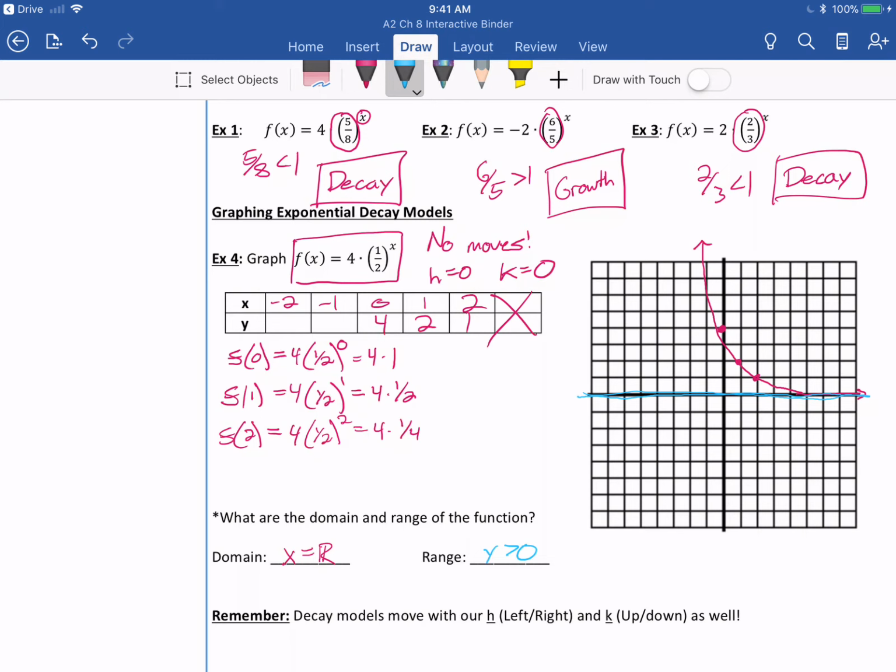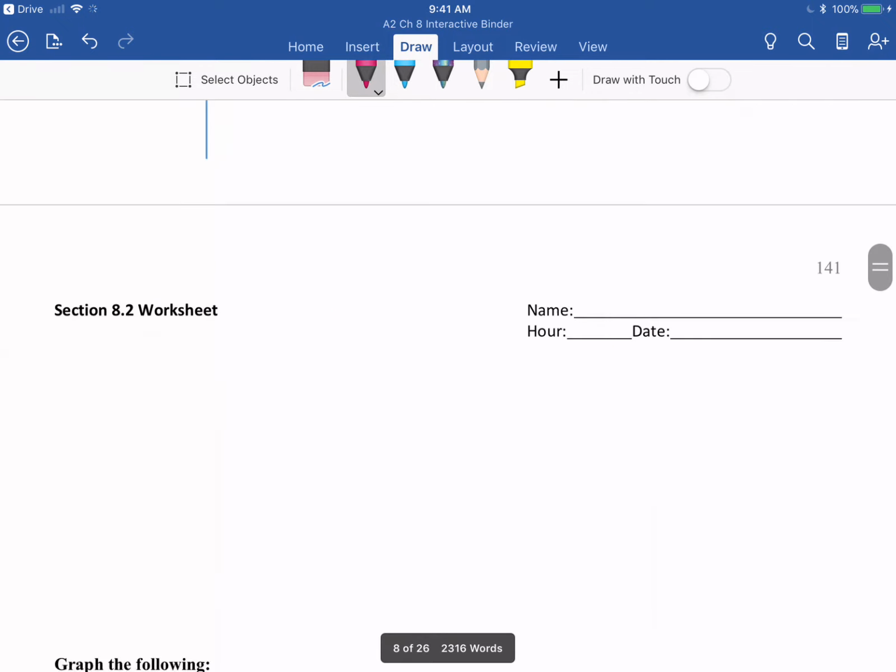Okay, so again, remember that decay models can also have an h and a k to move up, down, left, and right. We're not going to do an example like that, but you guys can. Okay, so decay gets a little bit tougher to graph because you have that fraction of 1/2. Just plug it in your calculator, 1/2 to the -2 power, or whatever it might be, to go through and graph that guy. All right, awesome. So here we go.